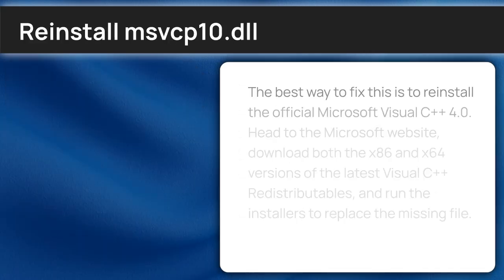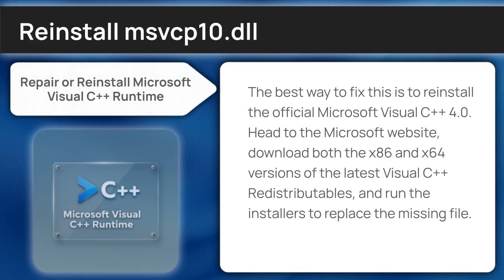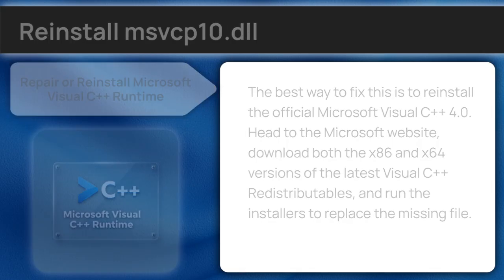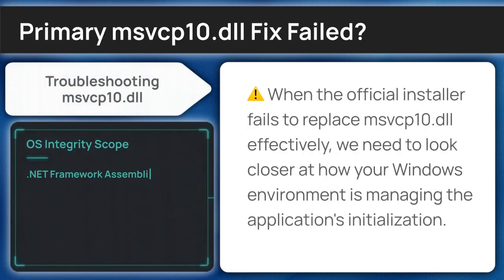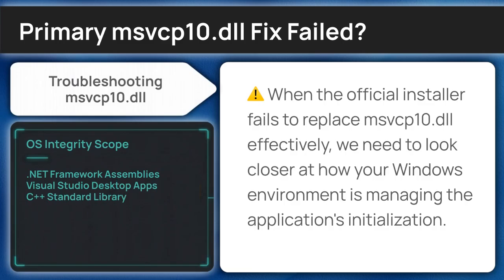The most consistent solution is to reinstall Microsoft Visual C++ 4.0. Download the x86 and x64 Visual C++ redistributable installers from Microsoft and run them. If you are still encountering the error after following the official setup, it's time to investigate the underlying system architecture.